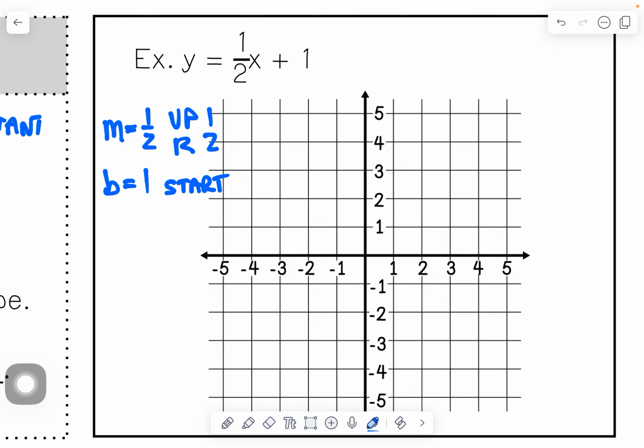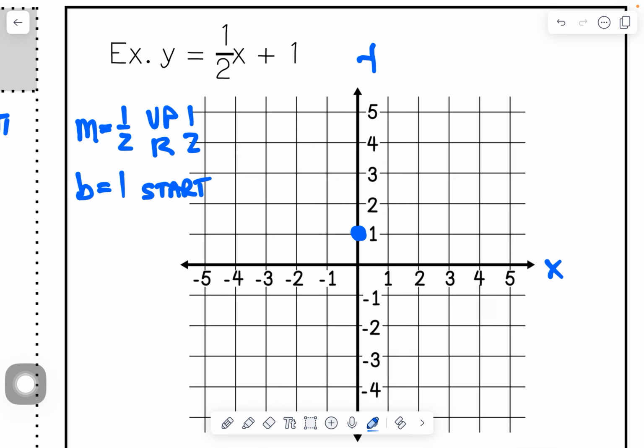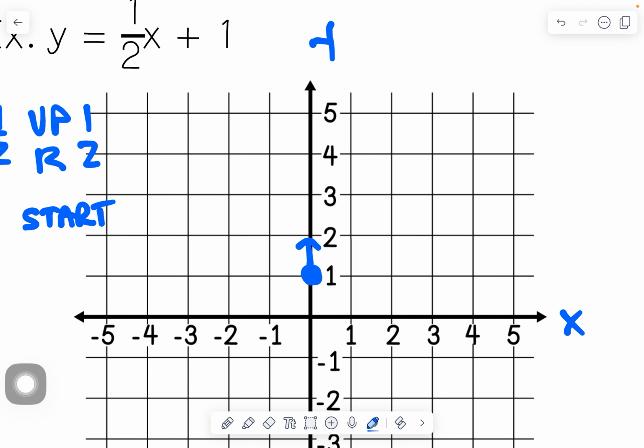All right, so the 1 is where I start. That's the y-intercept. All right, big misconception here. Sometimes students put that on the x-axis. Remember, this is x, this is y. And then from that point, I want to do the slope that I have there, which is up 1, right 2. So I'm going to go up 1, right 2, plot my next point.